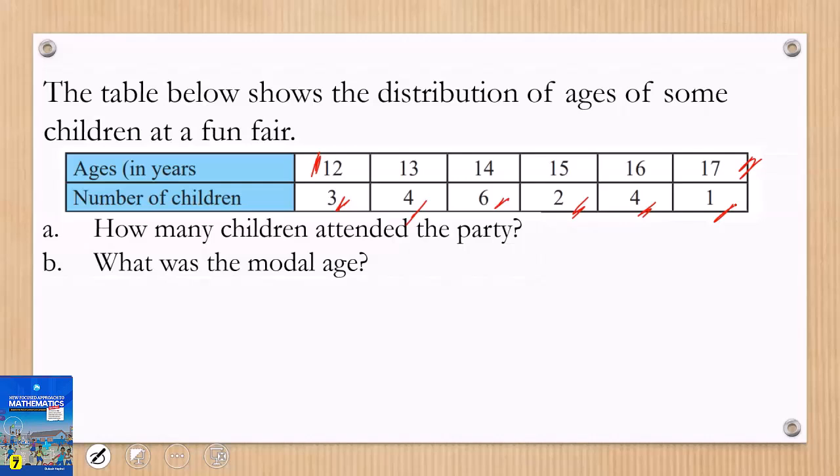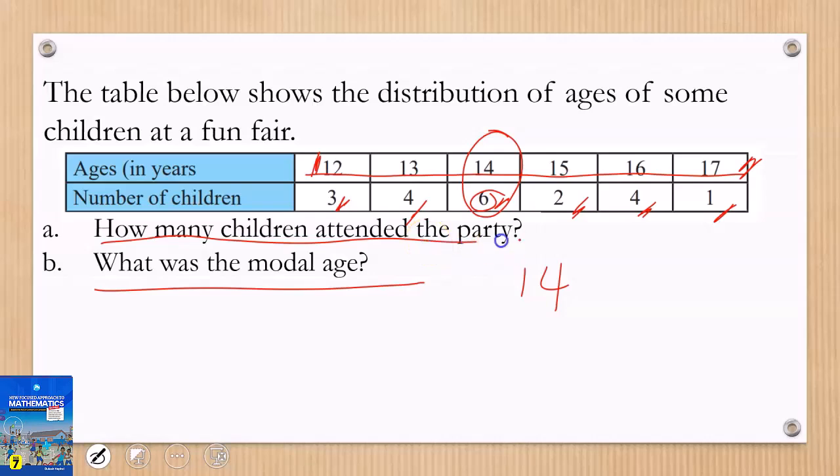So which among these ages appears most frequently? We have more children at the age that is most, and you can see that is 14. So you can see that 14 has the highest frequency, which is 6. And so our answer will be the mode age is 14, not 6, it's 14. So our modal age is 14 years.